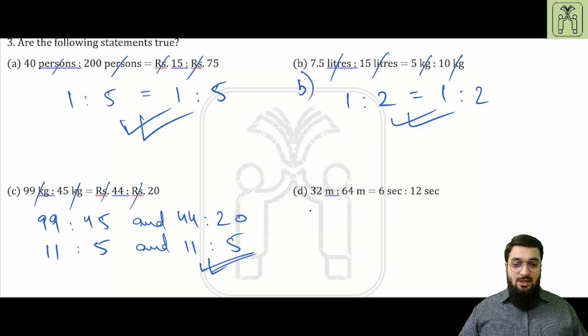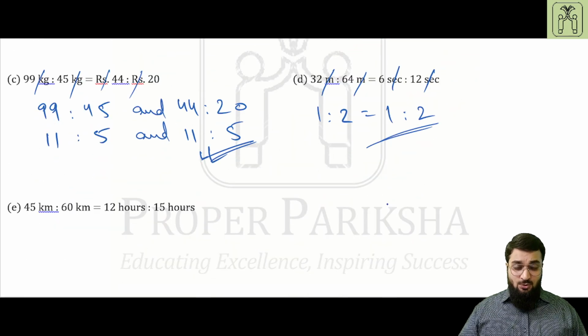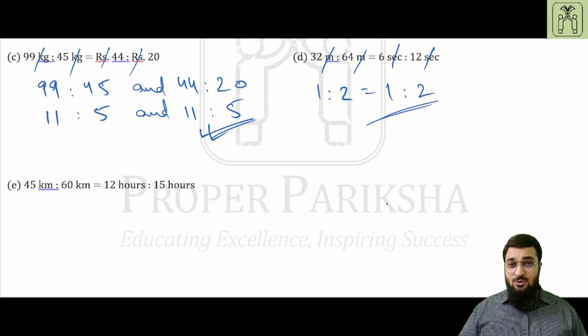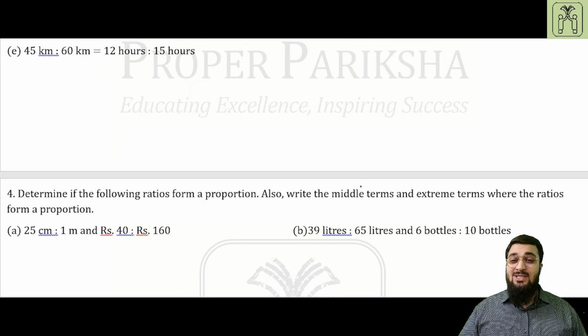Coming to part D, 32 and 64. Meter, meter cancelled out, second, second cancelled out. So this will be 1 is to 2, and this will be 1 is to 2. And therefore, they will also be in proportion. So this particular question was to test your concept regarding the type of unit. If the digits or the parts of a single ratio are having different units, then that is a problem. You cannot compare a person and rupees, a rupees and time and weight and length, etc.